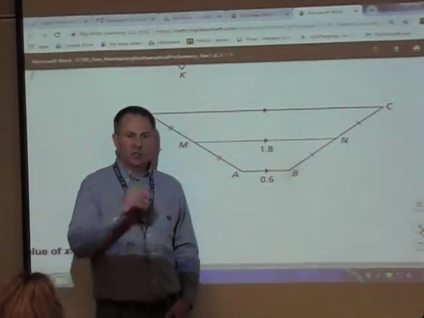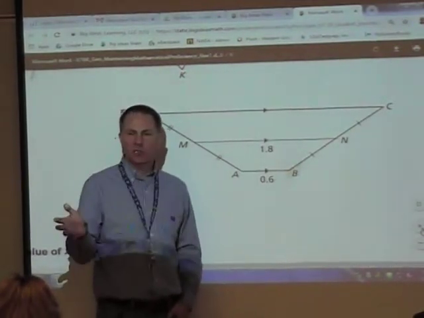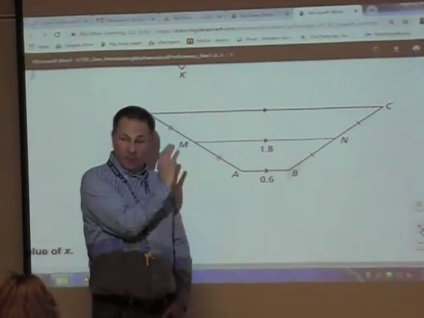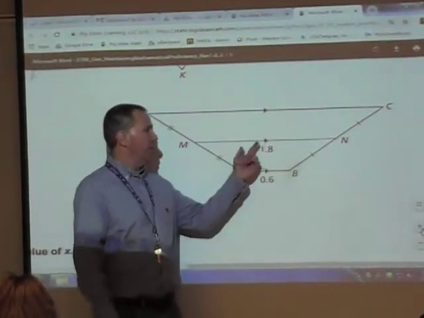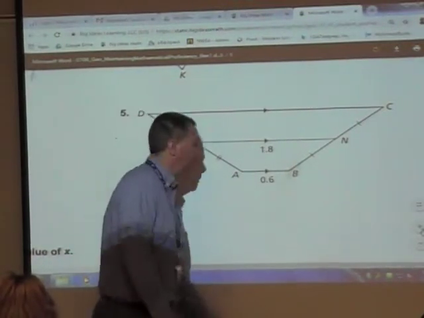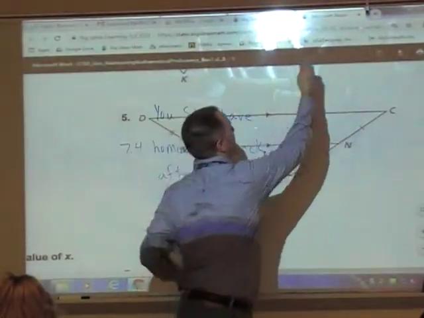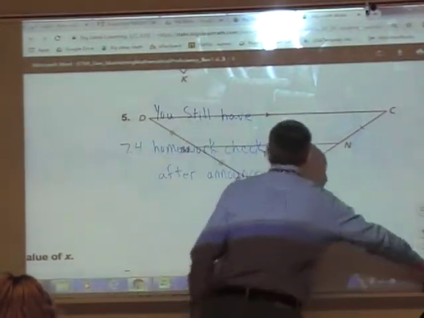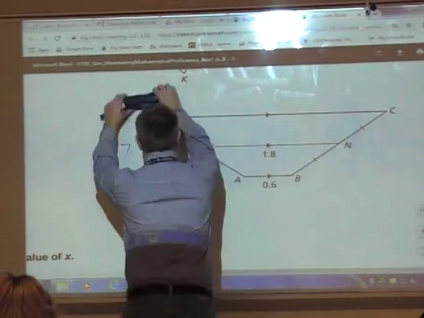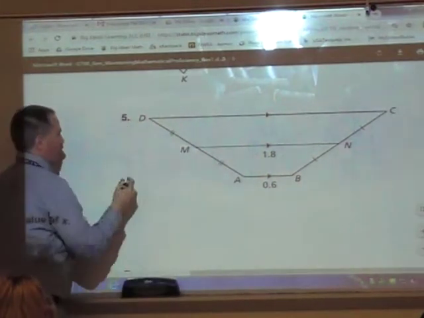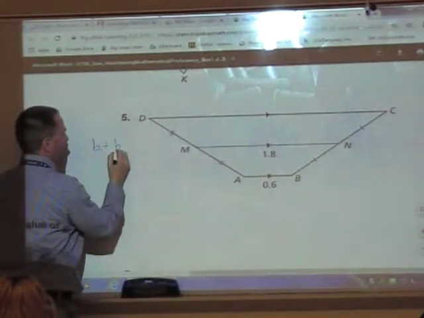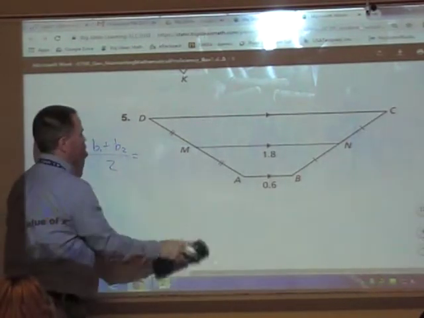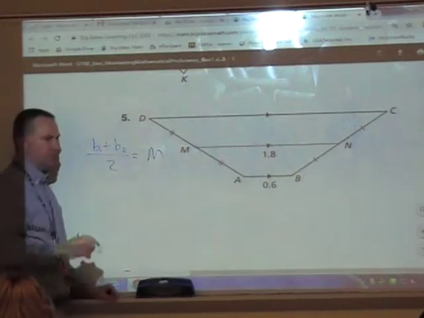Here's a great question. I didn't ask you any decimal questions on the homework check. Just need to know if you know the process. But there's one like this, but it's not decimals. So if you have the mid-segment, I'm going to raise this up and draw on this. If you have the mid-segment, you ought to be able to get the other side. Okay? So remember, it's base 1 plus base 2 divided by 2 equals your mid-segment.